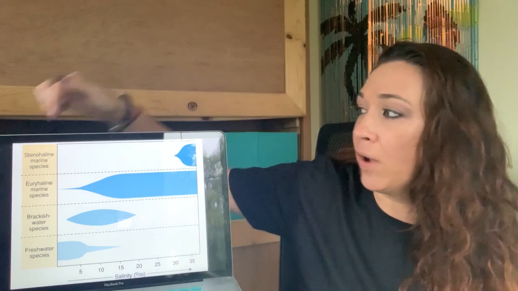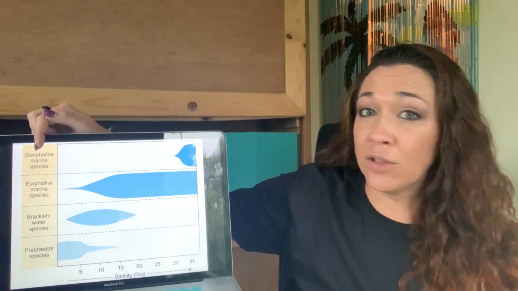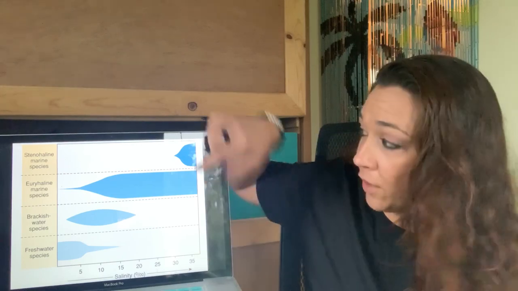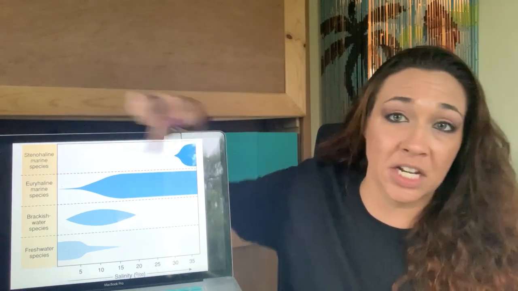If we look at stenohaline marine organisms, meaning they're just marine, they have to wait until it gets almost up to 35. There's almost nobody anywhere here, because they're stenohaline. They have a very, very narrow range.